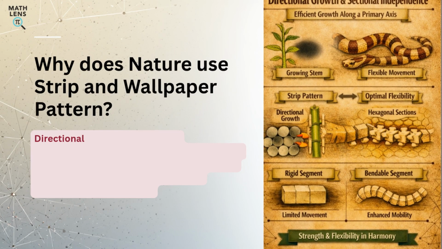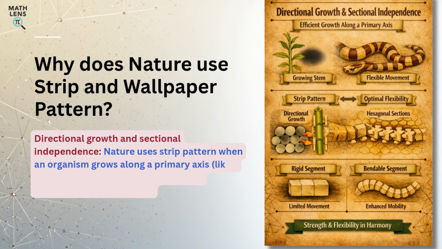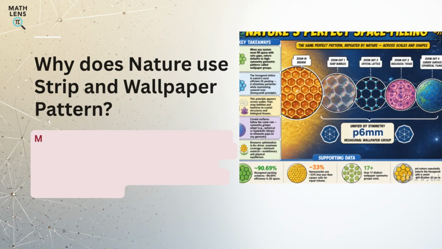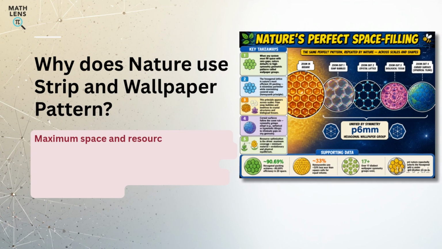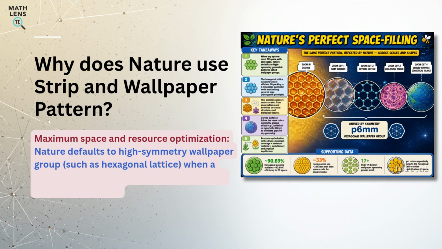Nature's use of strip and wallpaper patterns exemplifies the blend of form and function. Key points include directional growth. Strip patterns emerge from growth along a primary axis, balancing efficiency and flexibility. Space optimization. High symmetry wallpaper groups, like hexagonal lattices, maximize space usage with no gaps, crucial for resource-limited environments. These patterns serve practical purposes while enhancing the aesthetic beauty of the natural world, showcasing nature's efficiency and elegance.